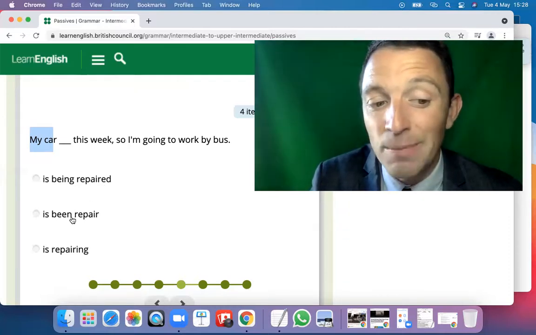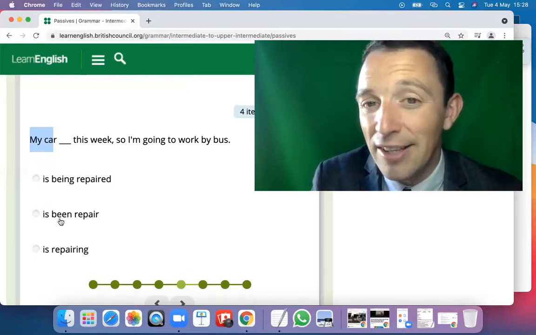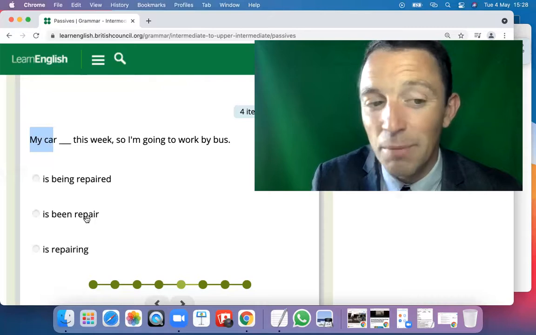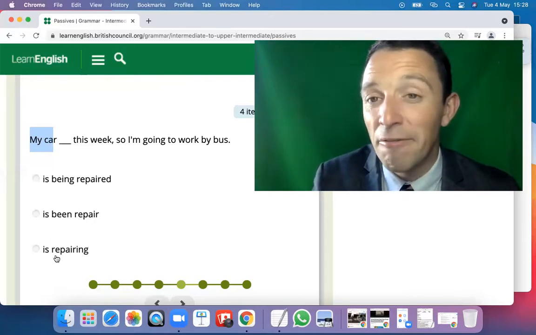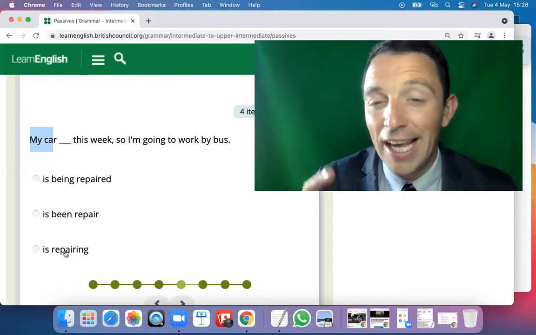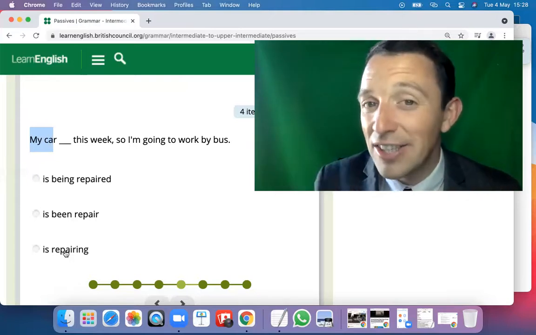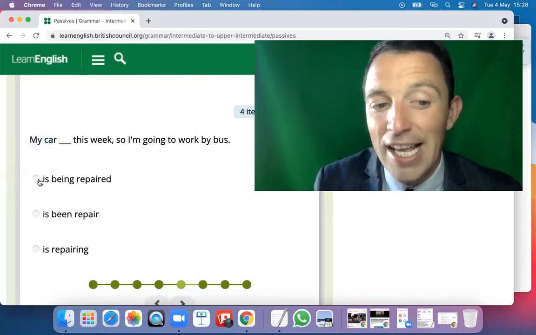The second one, is being, is not possible because is being is not the correct structure for the verb to be, and repair is not the participle. So the second option is not possible. The third possibility is the verb to repair in the present continuous. So it's not the active, and it's not the passive. So for this reason, I think the best option is number 1.